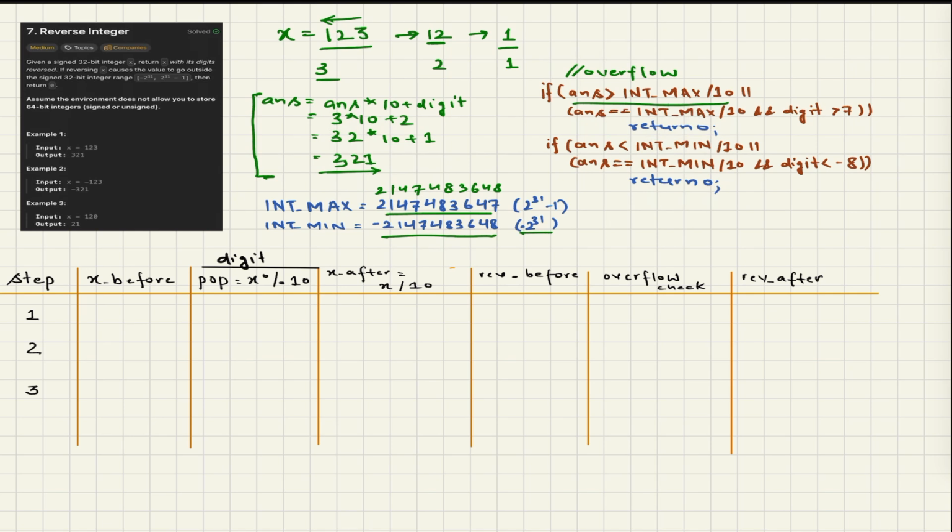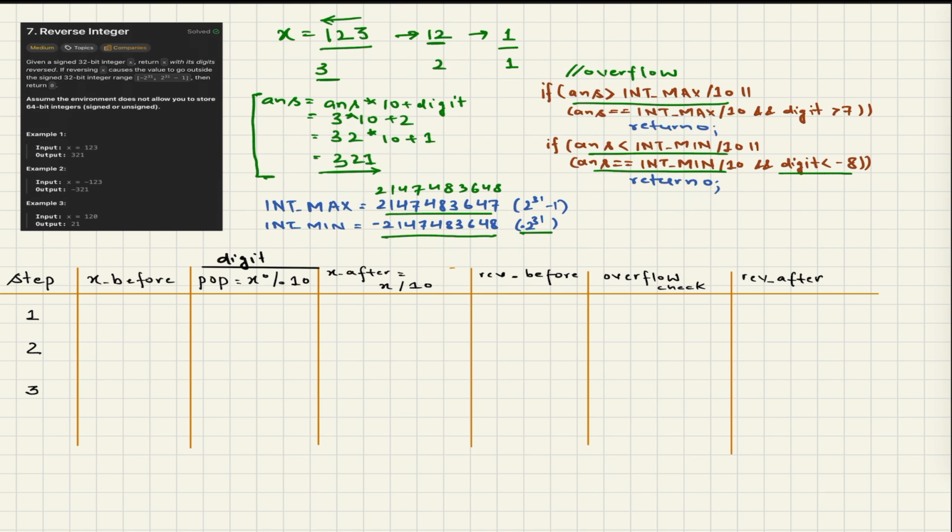So this is the check for int max. Similarly for int min, the conditions where it will overflow are that if it is less than int min divided by 10, or if it is exactly equal, the digit has to be less than minus 8, because if it is less than minus 8, then again it will overflow.